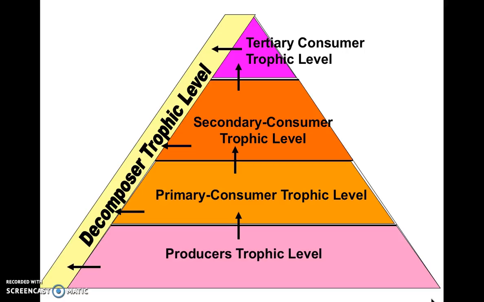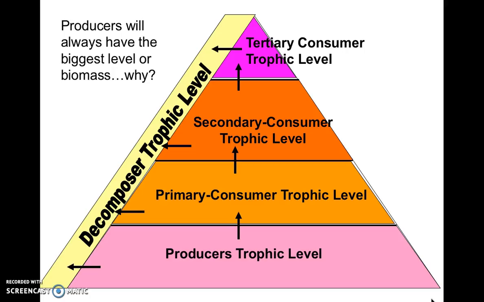So remember, producers are always at the bottom and have the biggest trophic level. Because, there's your question at the top, if they were not there and they did not have the biggest trophic level, the producers wouldn't support the whole ecosystem.